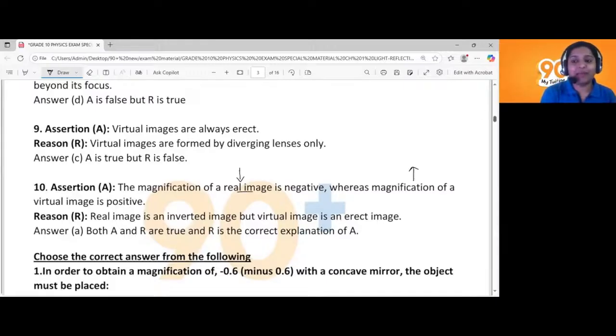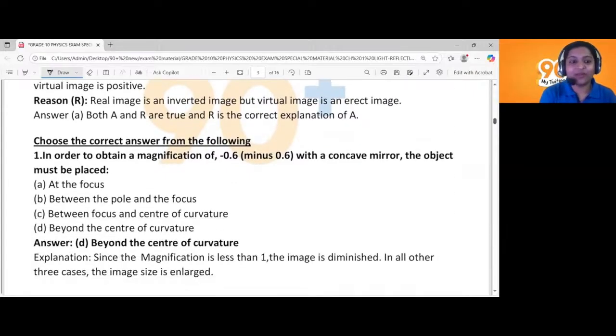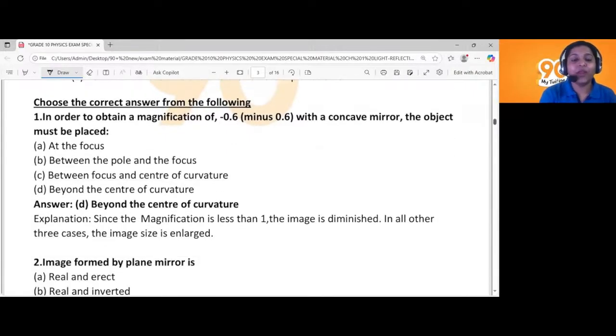And next is an MCQ question, multiple choice. We can select answers from the choices given. In order to obtain a magnification of minus 6 in a concave mirror. Okay. So it is a real image. The object must be placed at the focus, between the pole and focus, that gives a virtual image. Here, at the focus, enlarged image. Then, beyond the center of curvature, between the focus and center of curvature.